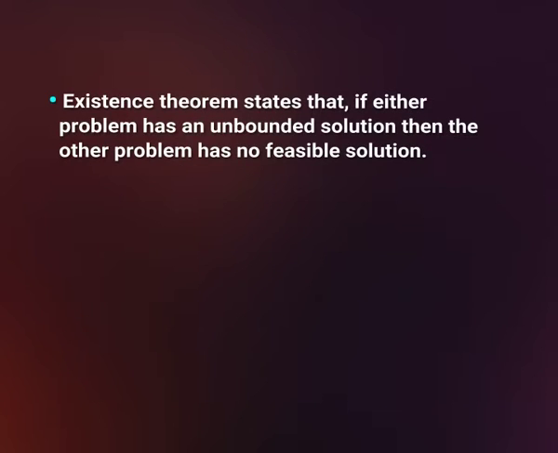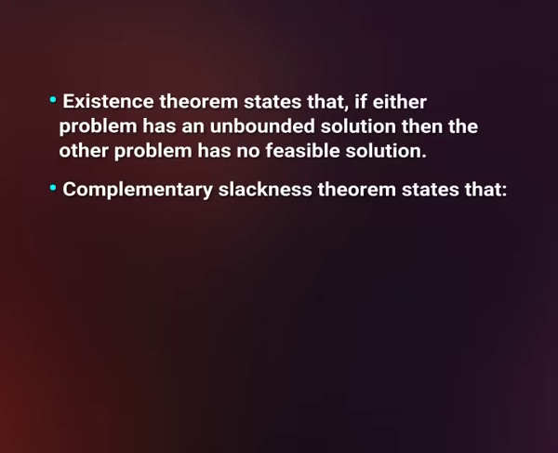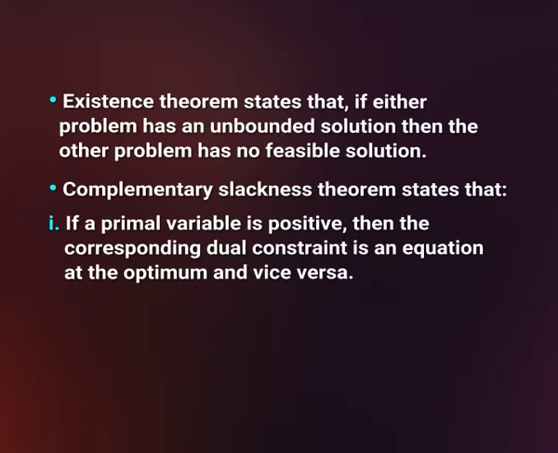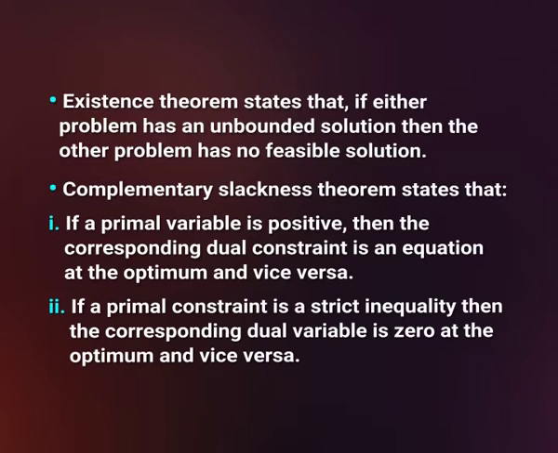The existence theorem states that if either problem has an unbounded solution, then the other problem has no feasible solution. The complementary slackness theorem states that if a primal variable is positive, then the corresponding dual constraint is an equation at the optimum and vice versa. If a primal constraint is a strict inequality, then the corresponding dual variable is 0 at the optimum and vice versa. Let us now understand the different types of primal dual problems.